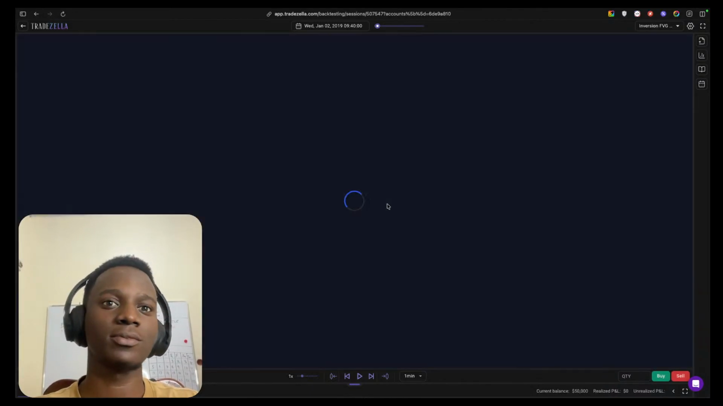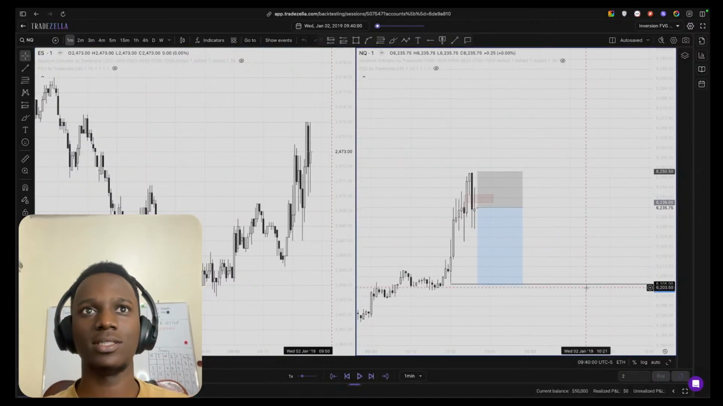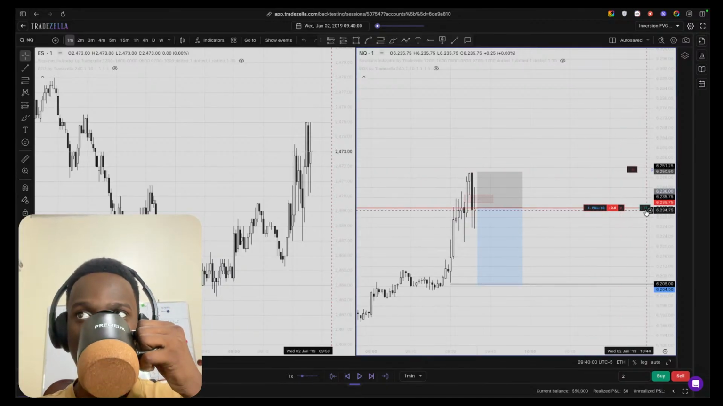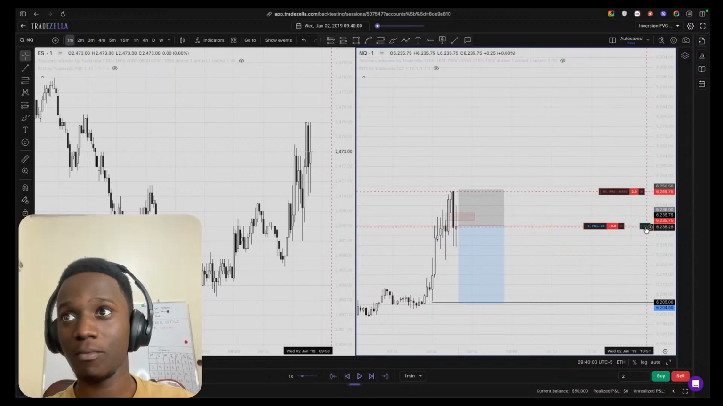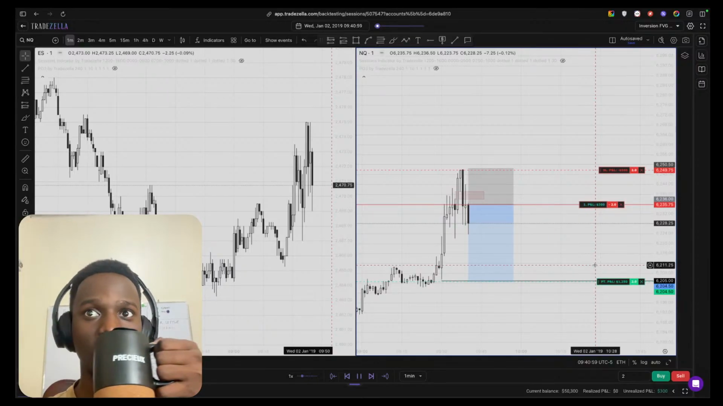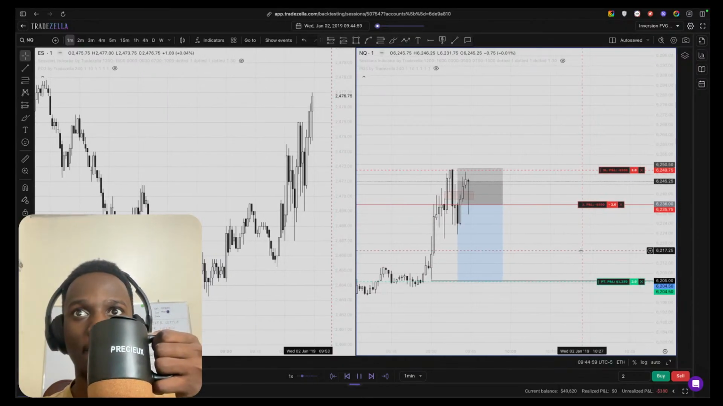Oh, come on, what just happened? Okay, so 2 micros short. Let's see what happens. My stop will be at this high. That's too much. Let's see if we can push it all the way to this low. We are cooked here.